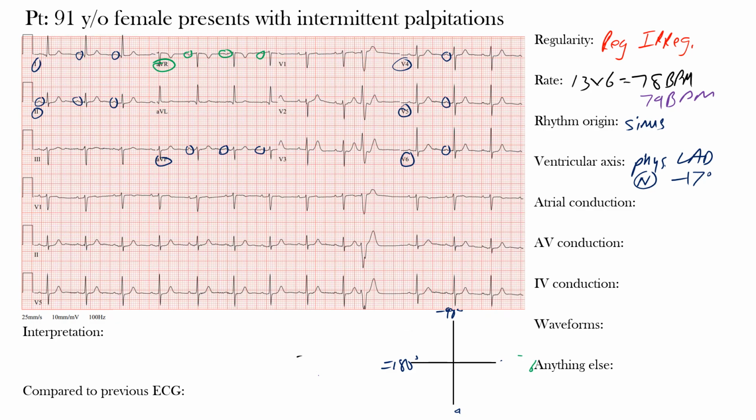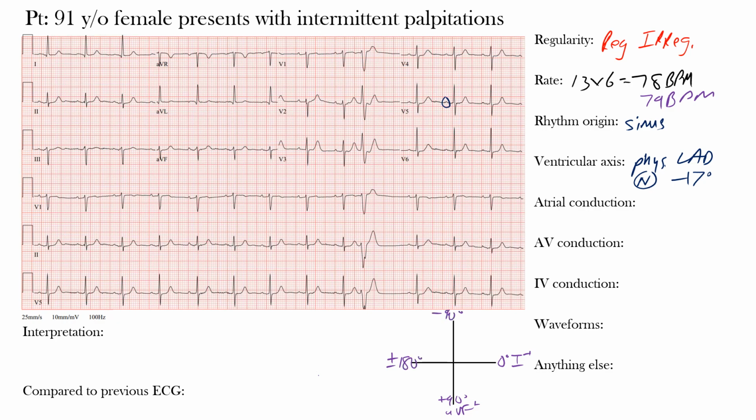All right. So one of the main leads we want to look at, and there are multiple ways you can find axis, but the best way, and sometimes the easiest, is looking at leads 1 and AVF, and then if you have to, look at lead 2. So we'll do that here. So remember, this is 0 degrees, where the positive end of lead 1 sits. This is positive 90 degrees, where the positive end of AVF is. This is plus or minus 180 degrees, and this is negative 90 degrees.